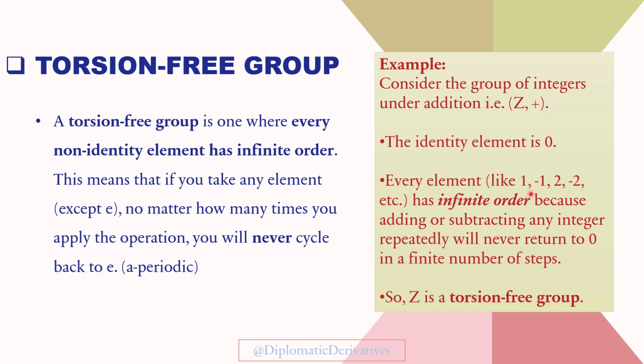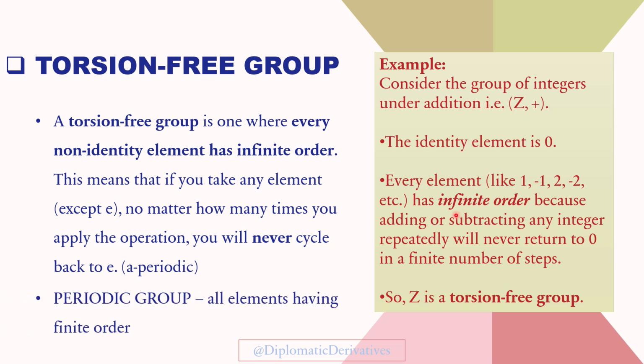Similarly, you perform a similar operation on the rest of the elements and you will realize that there is no element for which you will reach 0. Therefore all the elements in this group have an infinite order except for the identity, because the identity itself is e. So apart from the identity, nothing circles back to the identity. Therefore this group is known as a torsion-free group.